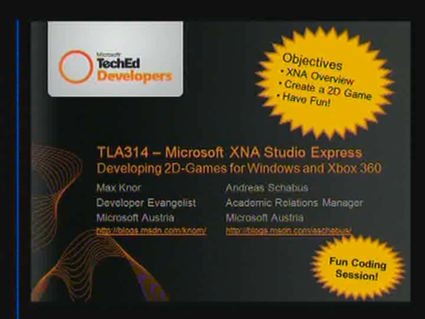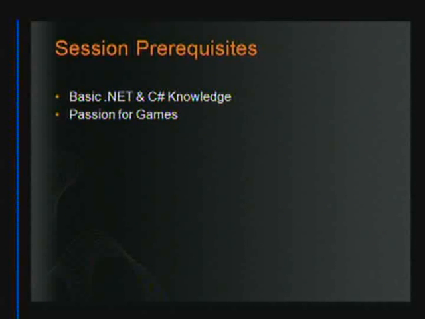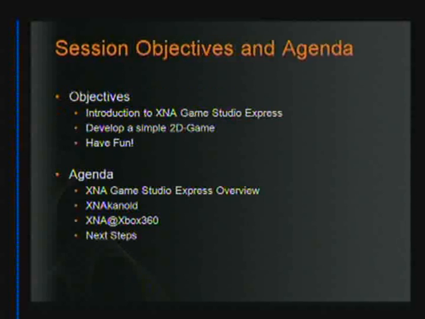So let's start with our session about developing 2D games for Windows and for the Xbox 360. What we are going to do in the next 70 minutes is we first would like to give you a brief overview about the XNA Game Studio Express. And then we will spend the majority of our time developing a 2D game. If you have some basic knowledge with .NET and C#, I hope that we can have some fun together. Just for the interest of time, we would like to ask you to save your questions till the end. So we'll do a Q&A at the end, and we'll answer questions there.